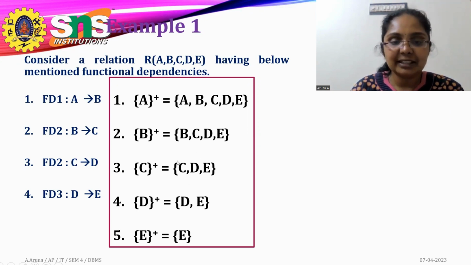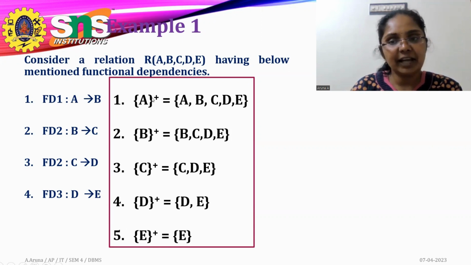Now we can check whether this is a super key or not. Here, are all the attributes present? No, A and B are missing. By using C, we can't derive the attributes A and B. So this is not a super key. Similarly, we have to calculate the D closure and the E closure. So by using singleton attributes, we have only one super key, that is A closure.